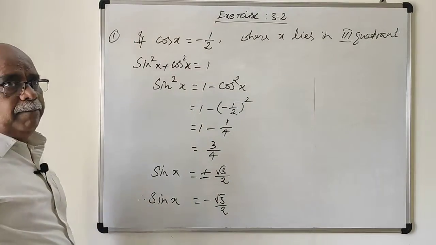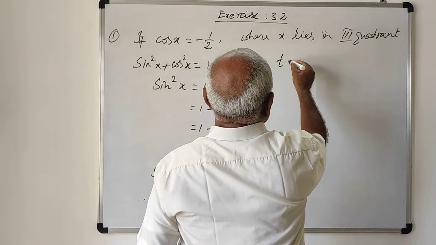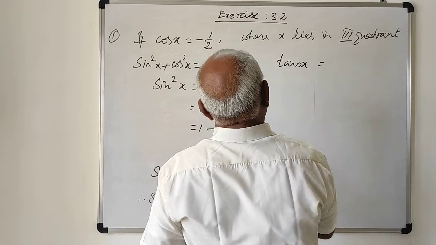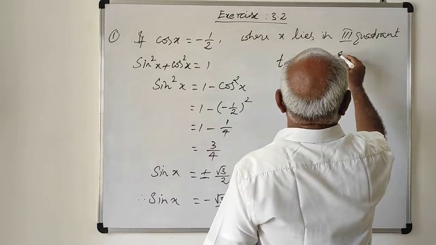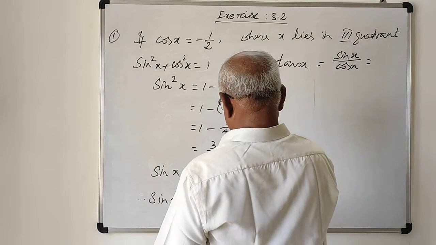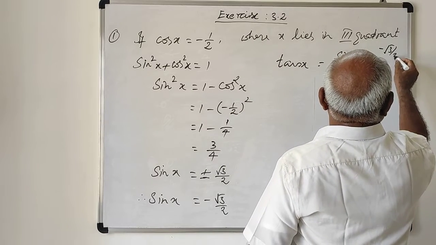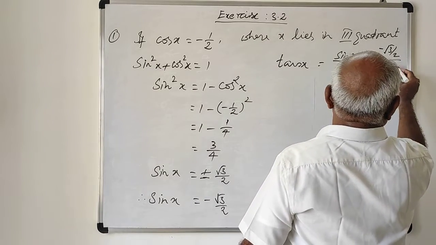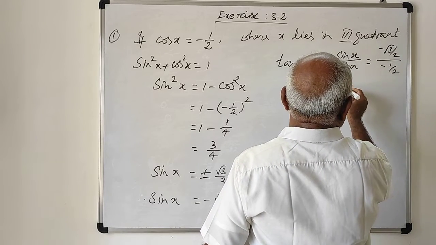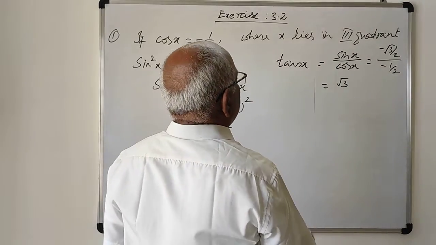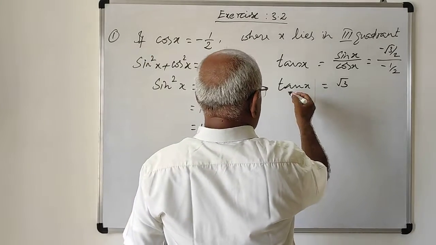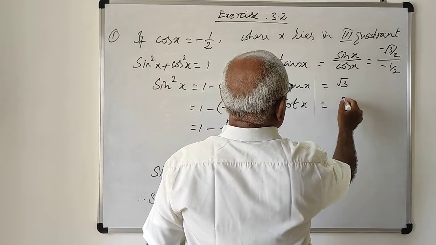So sin and cos we have determined. Now it is tan. Tan x is sin x by cos x. What is sin x? Minus root 3 by 2. Cos x is minus 1 by 2. Dividing, 2 by 2 cancel, root 3 by 1, minus by minus is plus, you will get root 3 only. Tan x is root 3. Reciprocal of tan is cot x. So cot x is 1 by root 3.